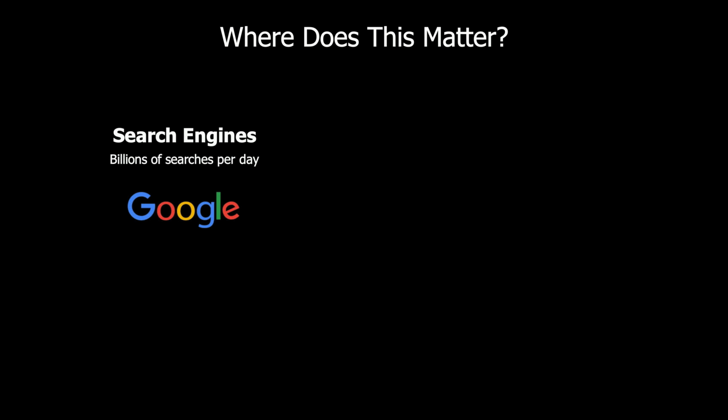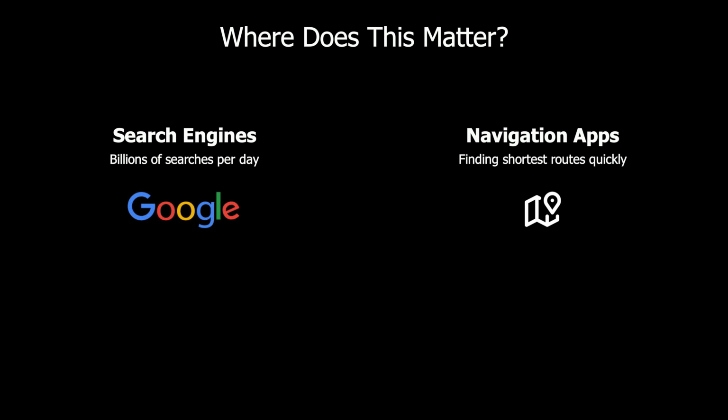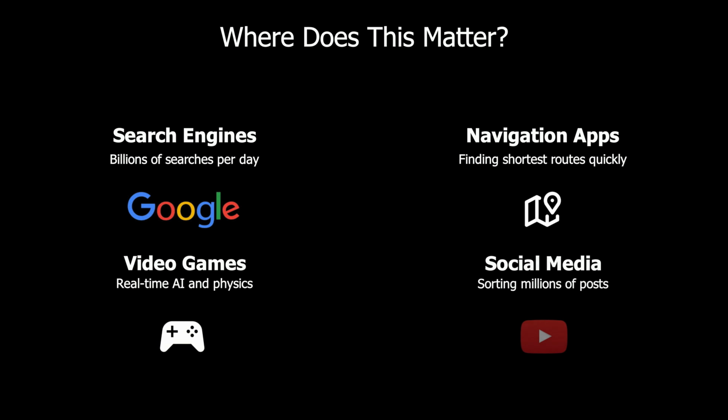So, where does Big O notation matter in the real world? Search engines need incredibly efficient algorithms to handle billions of queries every single day. Navigation apps must find the optimal route among millions of possibilities in just milliseconds. Video games require real-time calculations for AI and physics to create smooth gameplay. Social media platforms sort through millions of posts to show you the most relevant content instantly. Efficient algorithms power the technology we use every day.